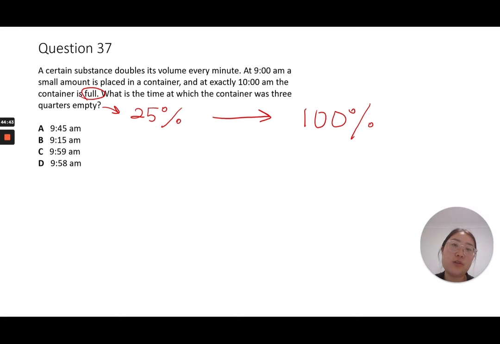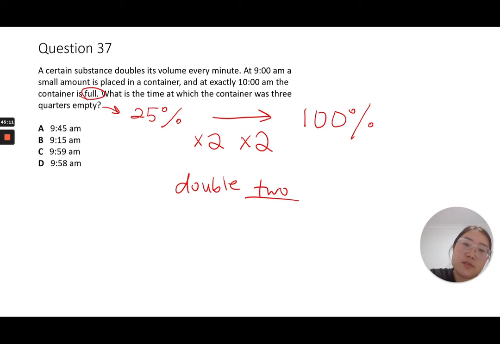By proportion, you're going to think, oh, maybe it was just 9:15, 15 past. But that is not the way that doubling works. The bigger the volume gets, the less time it needs to get bigger and bigger. So how many times do I need to double from 25% to 100%? We times 2 and we get 50. And we times 2 again and we get 100. So we need to double 2 times. Remember that doubling happens every minute. So doubling 2 times actually only happens in the span of 2 minutes.